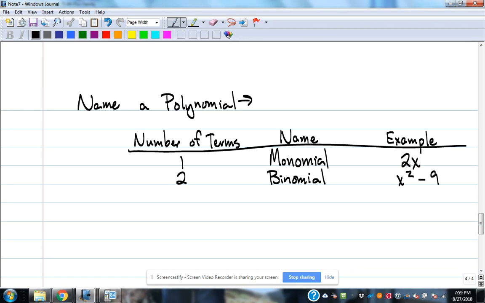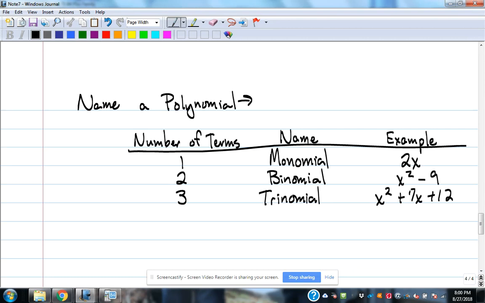Okay? It's got 3 terms. What do you think the name is? Trinomial. Example of that would be something like x squared plus 7x plus 12. There's a trinomial. Trinomial, 3 terms.